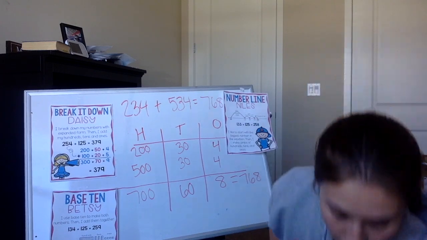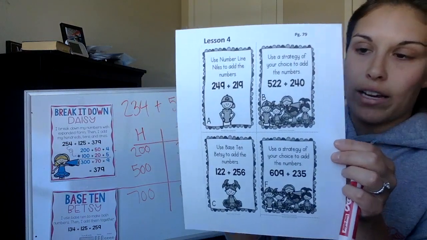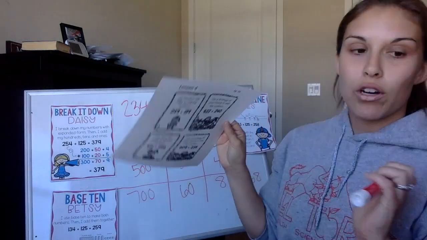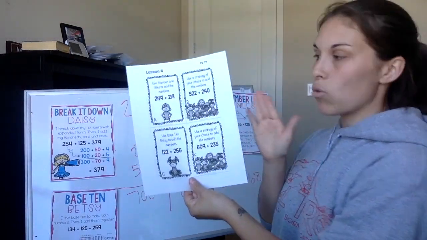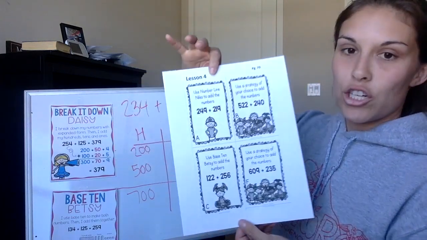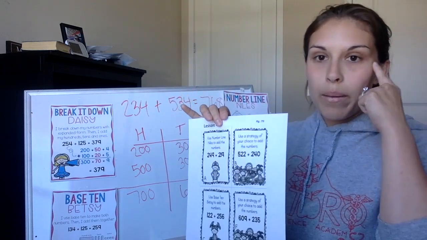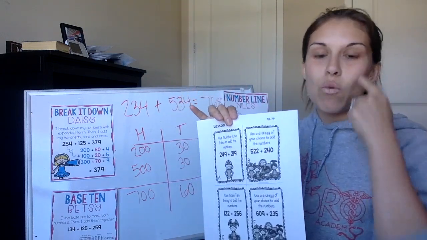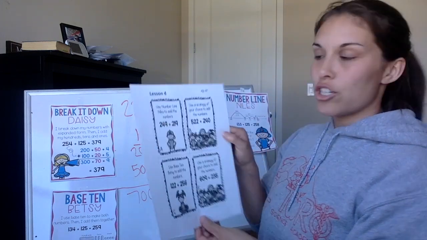So if you look at page 79 from the packet, you should have it next to you. There are 4 different cards. You can choose to cut the cards out individually or just leave it as one whole sheet. So your job now is to complete this sheet for lesson 4. There are different directions for each problem, so it's very important you read them and see what it's asking you. It will ask you to use a certain strategy each time.